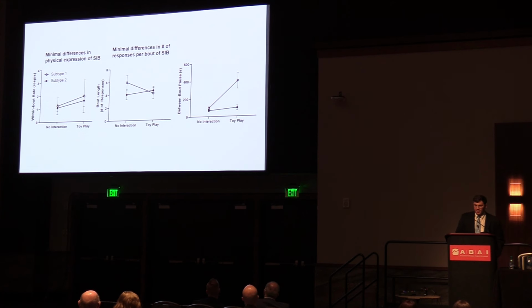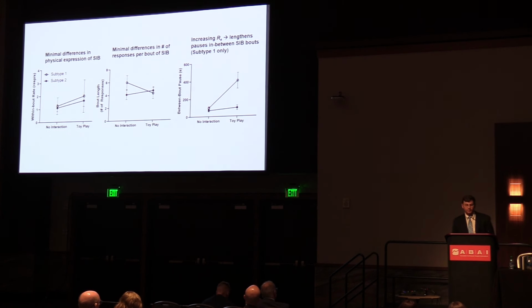Okay, interestingly enough, if you look at the duration of our between bound pauses, the duration of time in between bounds of SIB, we see a significant interaction effect. So what's interesting is in the no interaction condition, the duration of pauses in between bounds of SIB are more or less equivalent for individuals with subtype 1 and subtype 2 SIB. But what's interesting is increasing the level of background reinforcement lengthens the duration of pauses in between bouts of SIB, but only for subtype 1.